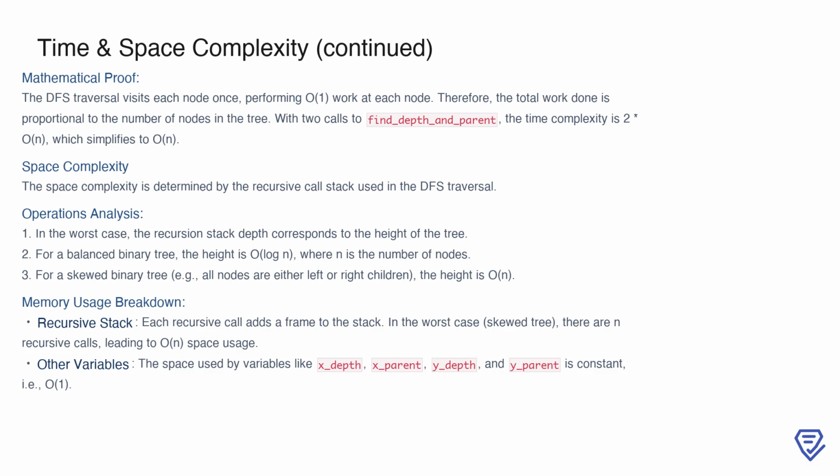Now, shifting our focus to space complexity, it is primarily dictated by the depth of the recursive call stack used during DFS. In the worst case, the recursion depth aligns with the height of the tree. For a balanced binary tree, the height is log n, resulting in log n space for the stack. However, in the case of a skewed binary tree where each node has only one child, the height becomes n, leading to n space usage for the recursion stack. Besides the recursive stack, other variables like x_depth, x_parent, y_depth, and y_parent require only constant space, which is 1. This means the overall space complexity is dominated by the recursion stack.